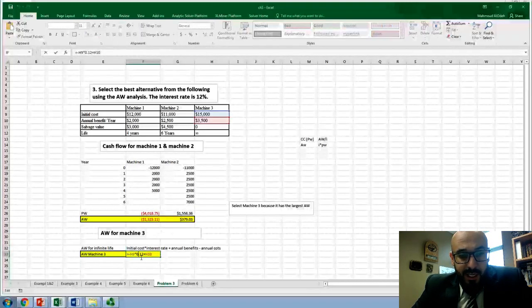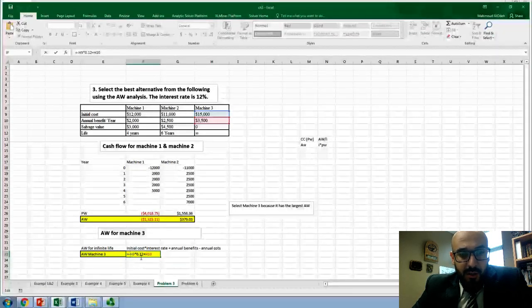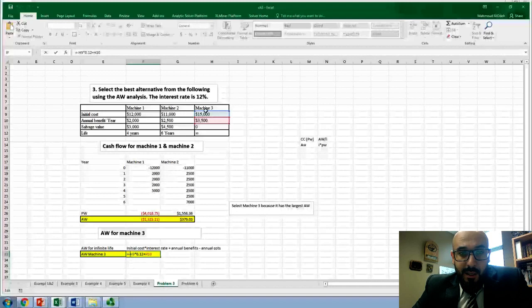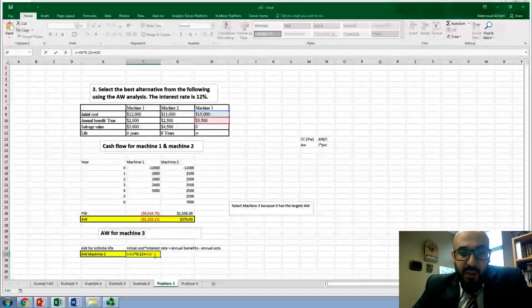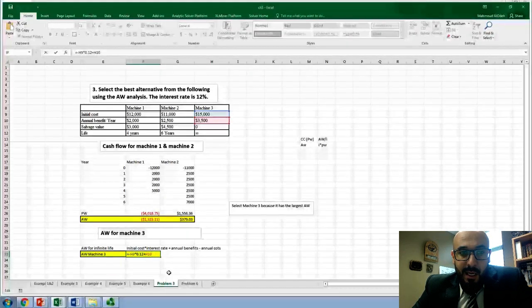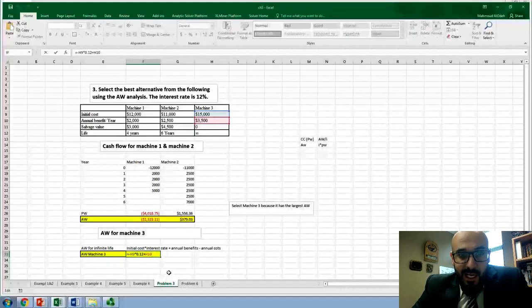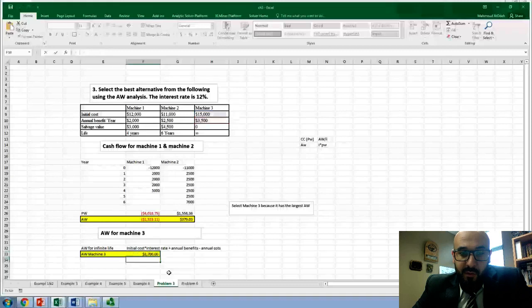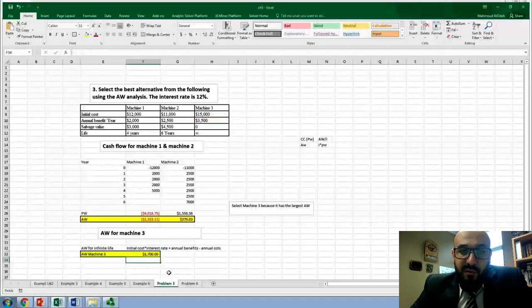Now for machine 3, the third machine, you multiply the initial cost by -1, because it is a cost, so we have to make it negative. So minus the initial cost, minus 15,000, times the 12% interest rate, plus the annual benefit. If there's any salvage value for the infinite life, we don't use it, because this has an infinite life and we're not going to use it forever. So the annual worth for machine 3 would be $1,700.